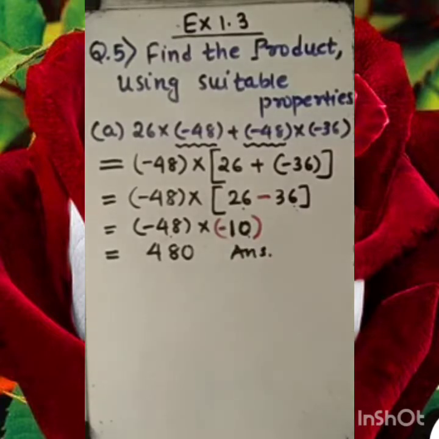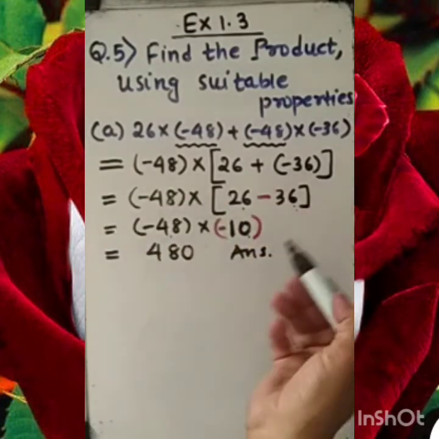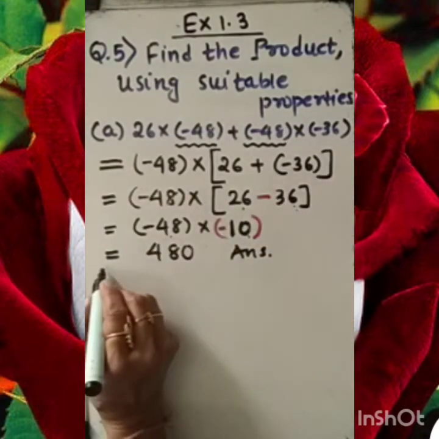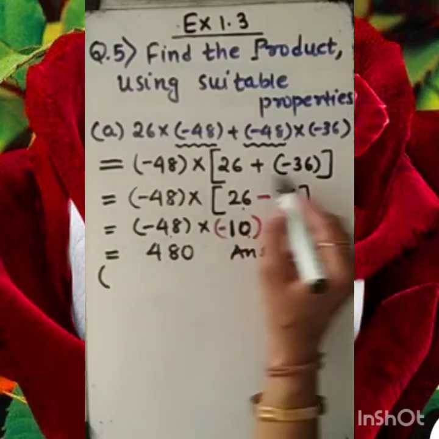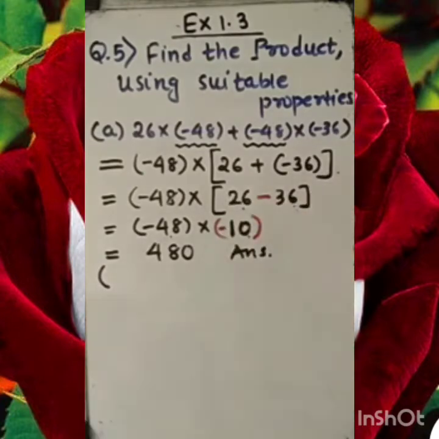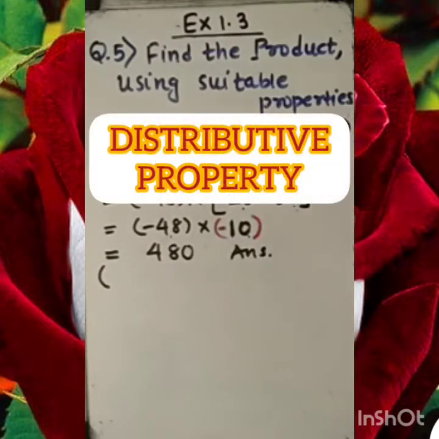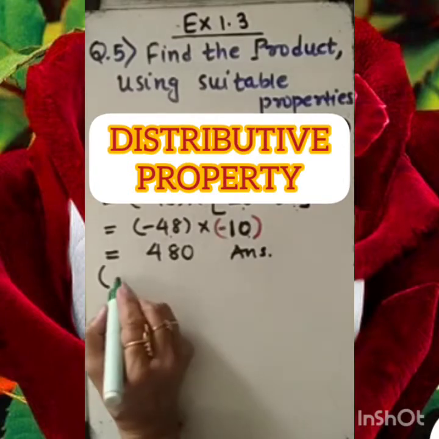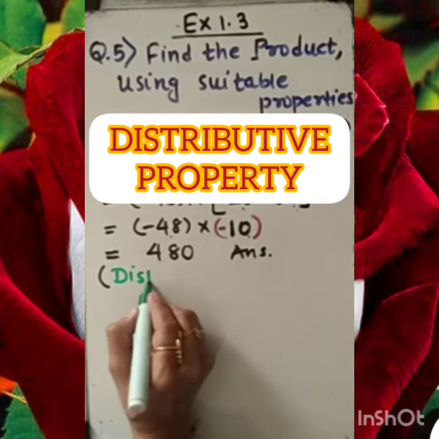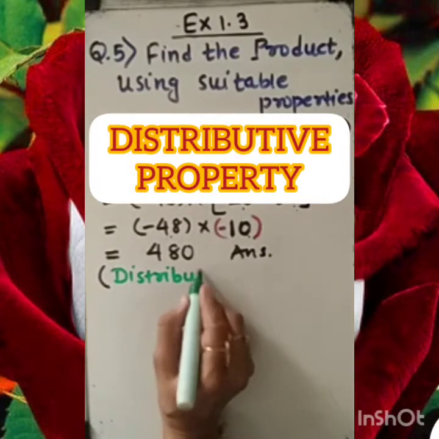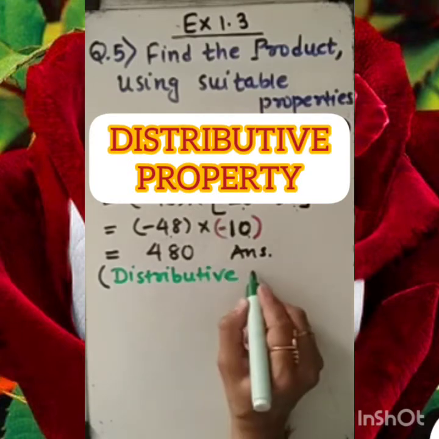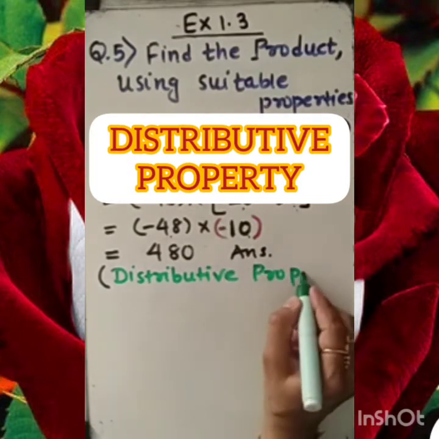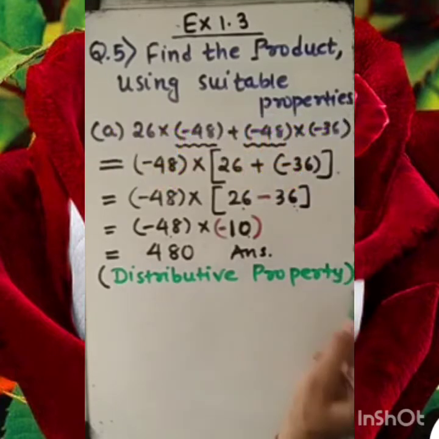Now, under which property have we solved this? I am mentioning it here. You can mention it at the side also. This property name is the distributive property. So please mention that it is under the distributive property, the distributive property for addition of integers. In short, you need to write this much.